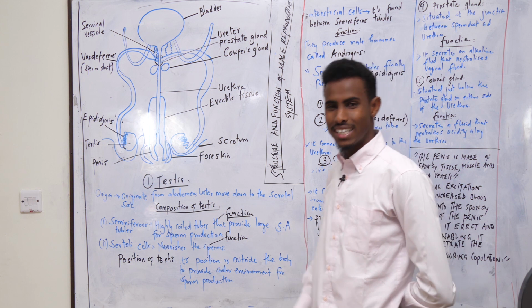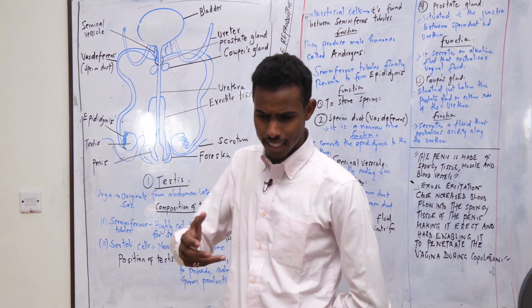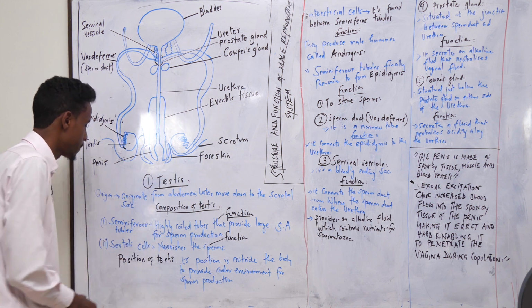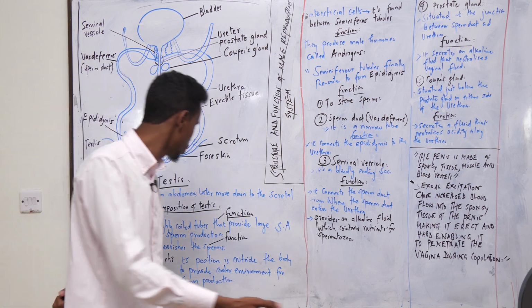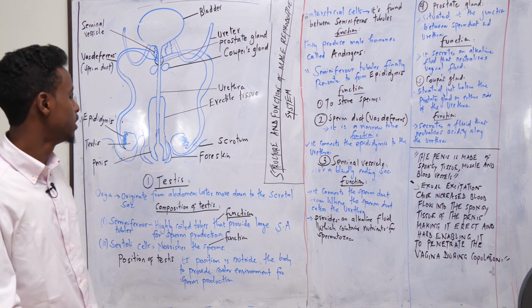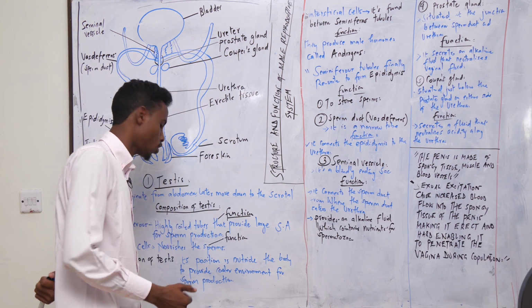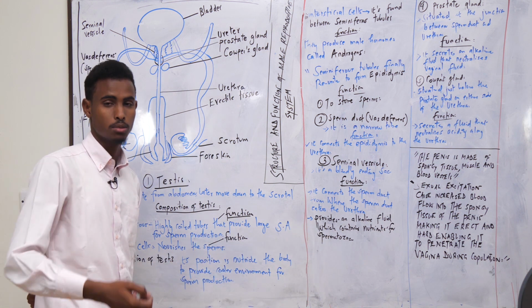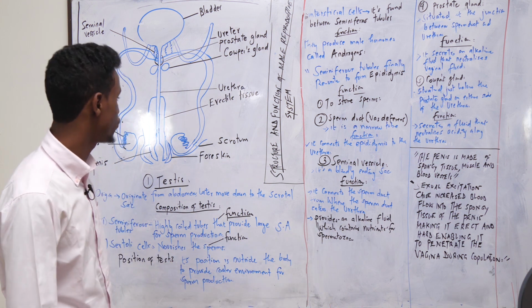Again, we have other cells called the Sertoli cells. The Sertoli cells basically nourish the sperm. How do they nourish the sperm? They bring in nutrients and oxygen and remove waste products from the cells of the sperm. Nourishes basically means bringing in nutrients and oxygen and removal of waste products such as carbon dioxide.